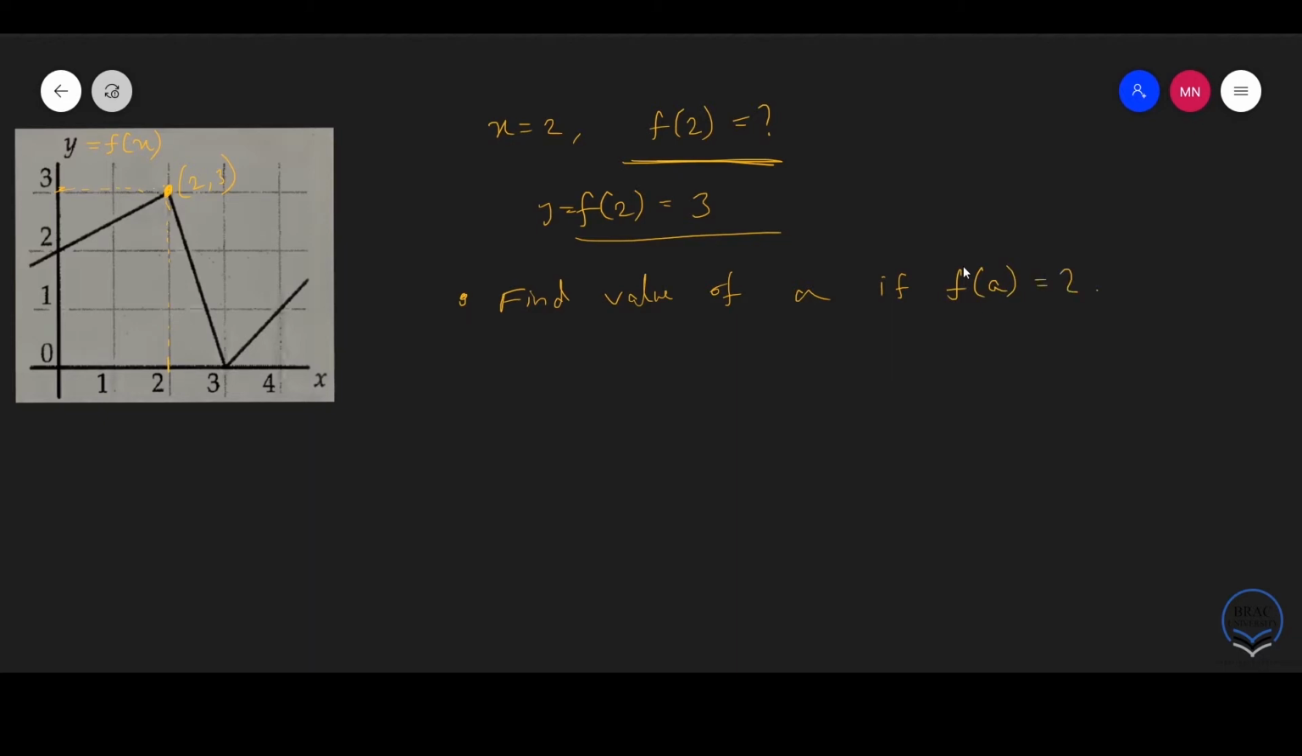So now in this case, our output is clearly given. Our output is 2. But at what values of a is f of a equal to 2? So now we can see this from our graph. When y is equal to 2, we have this corresponding point, and we also have this corresponding point.